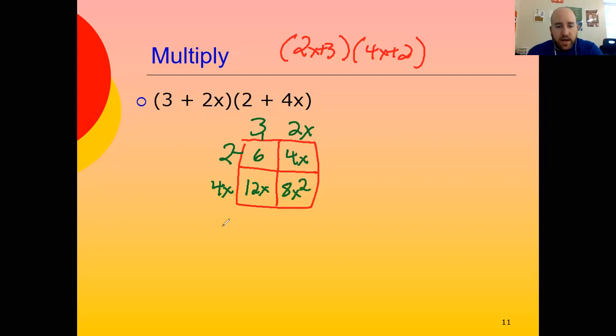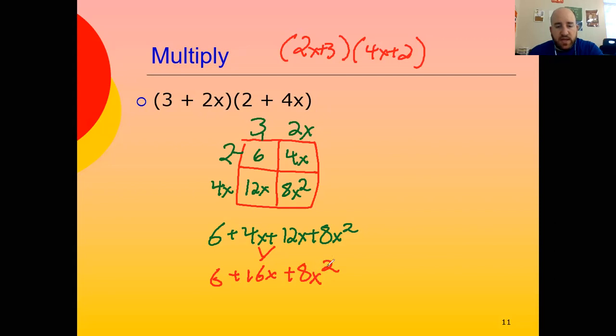All right. So now I just write everything out. 6 plus 4x plus 12x plus 8x squared. So the last step I'll need to do now would be to combine like terms, because I have 4x and 12x. They have the same variable, the same exponent, which is, again, there's no exponent. It's like there's a 1 up there, okay? So I combine those and get 16x. So I multiply these and I get 6 plus 16x plus 8x squared.